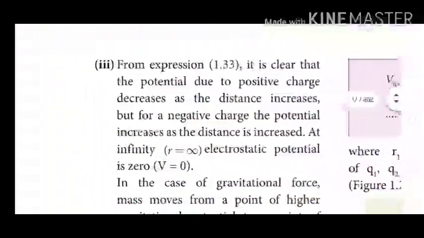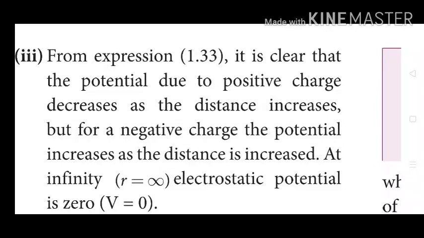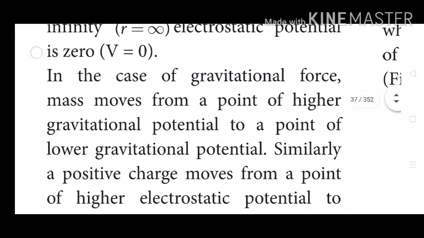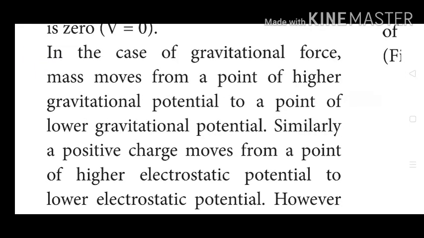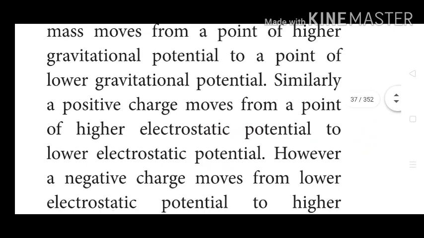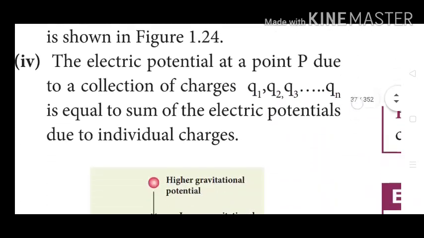The important points, from expression 1.33, it is clear that the potential due to a positive charge decreases as the distance increases, but for a negative charge the potential increases as the distance increases. At infinity, electrostatic potential is zero. In the case of gravitational force, mass moves from a point of higher gravitational potential to a point of lower gravitational potential. Similarly, a positive charge moves from a point of higher electrostatic potential to lower electrostatic potential. However, a negative charge moves from lower electrostatic potential to higher electrostatic potential.